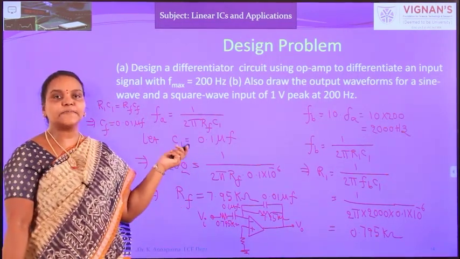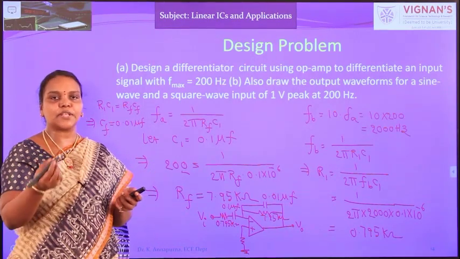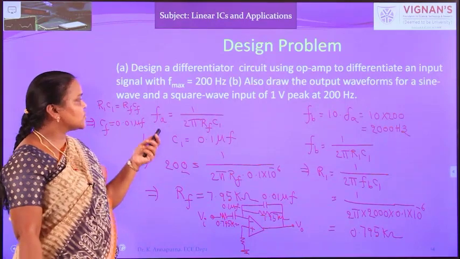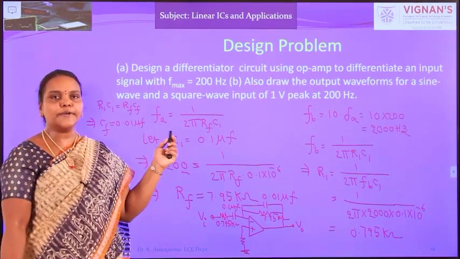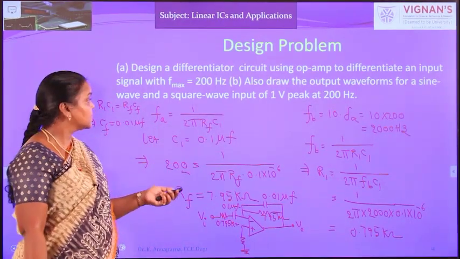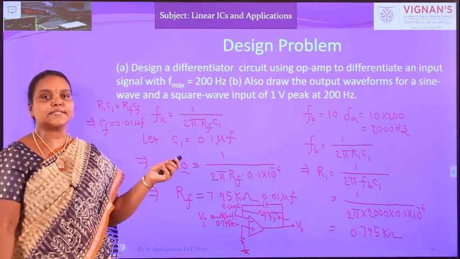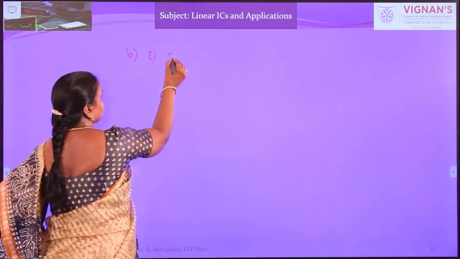For two types of inputs, how is it giving the output? Okay. So what is the specification of input? 1 volt peak and 200 Hz. Okay. First let us find the output waveform for sine input.